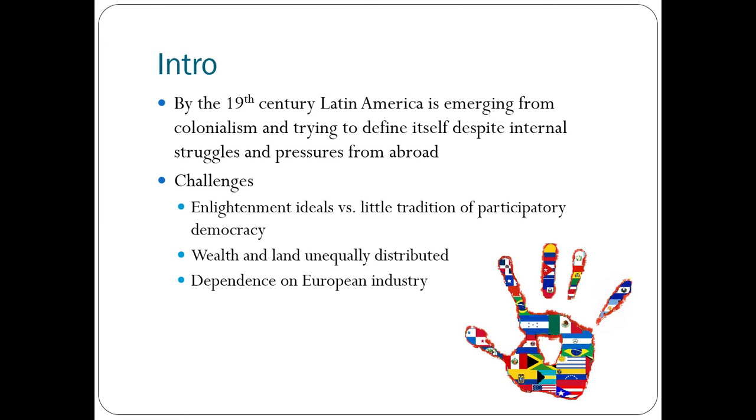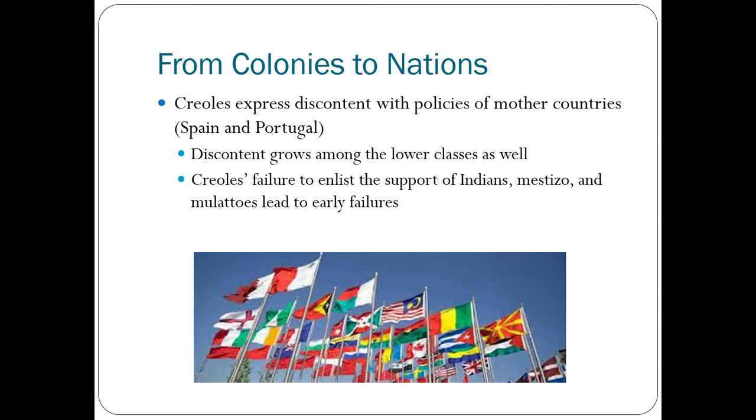Wealth and land are unequally distributed. You have a very wealthy Peninsulare and Creole class along with the Catholic Church, which owns a lot of land. And a third problem that we're going to see throughout the period is a dependence on European industry. Latin America will fail to industrialize during this period, and it's going to have some very significant economic consequences.